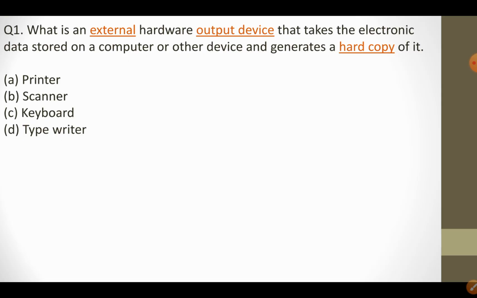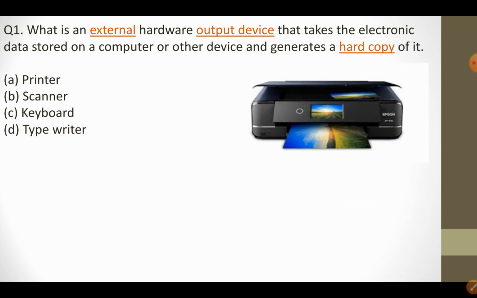Question number 1. What is an external hardware output device that takes the electronic data stored on a computer or other device and generates a hard copy of it? So the right answer of this question is printer.